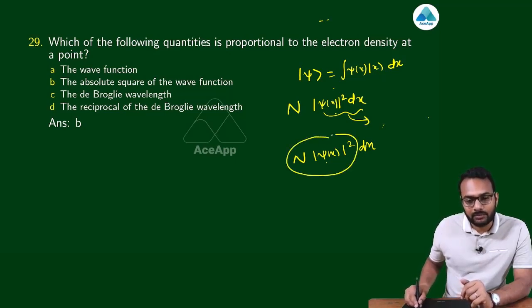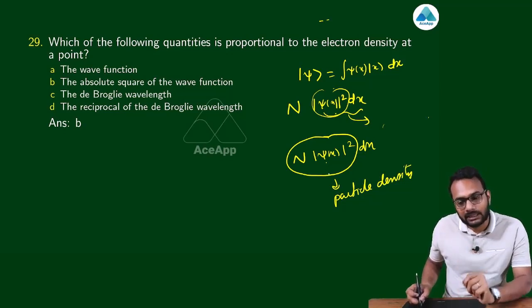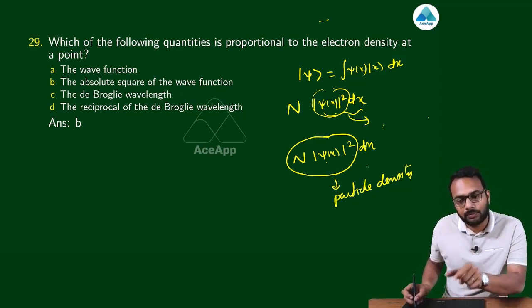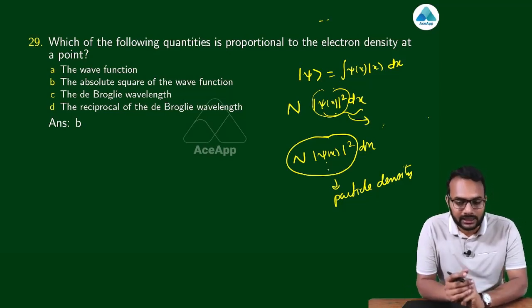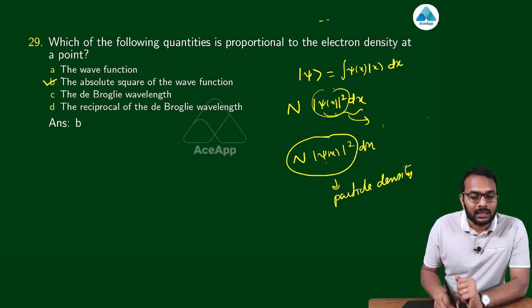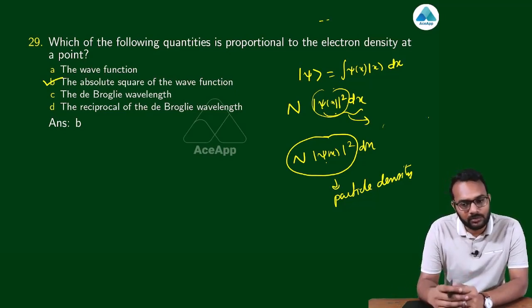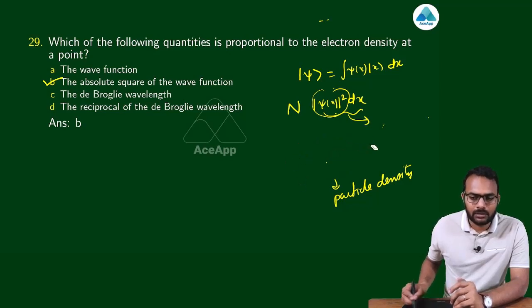This we can call the particle density. This is probability density, and this is particle density, because this tells you the fraction of the particles that you will measure per unit volume or per unit length. So this is actually the absolute square of the wave function. The absolute square of the wave function gives you the probability density, or the particle density if you are talking about the number of particles.